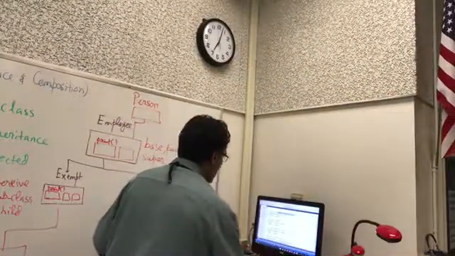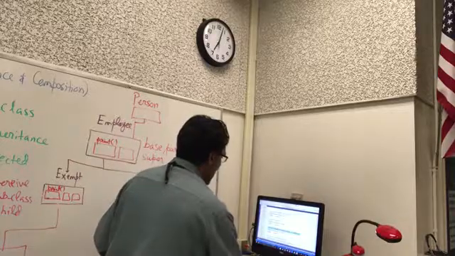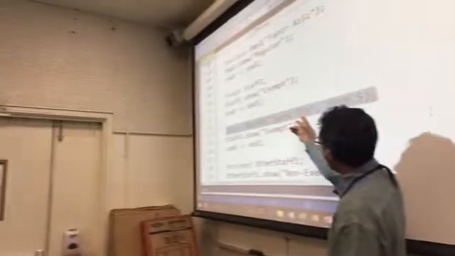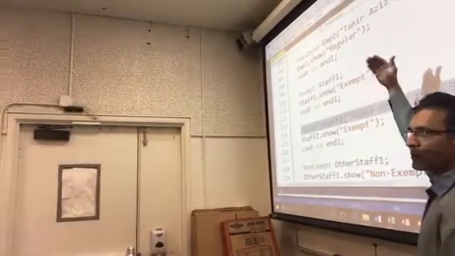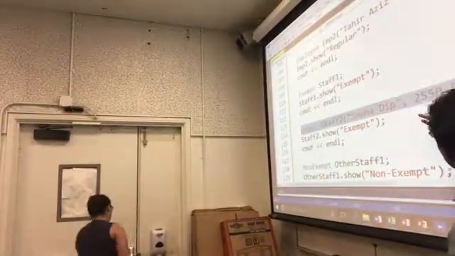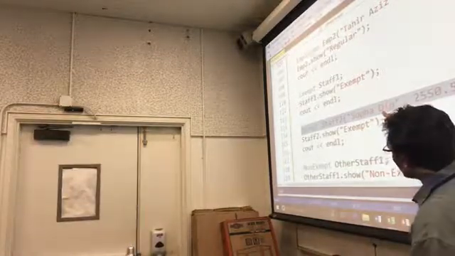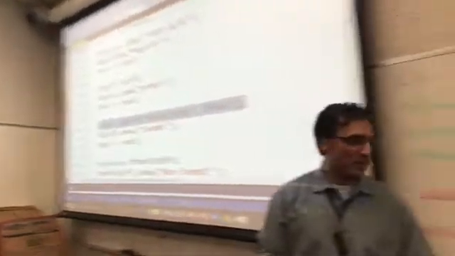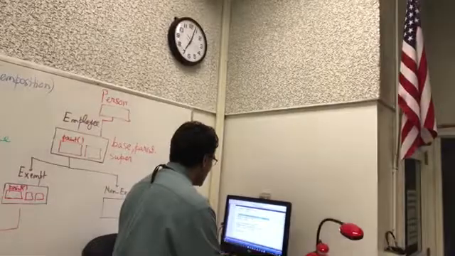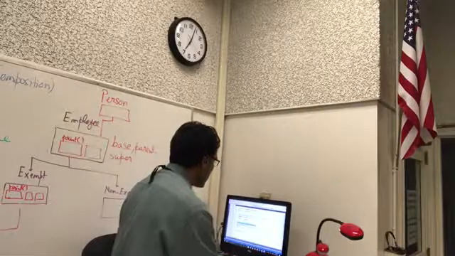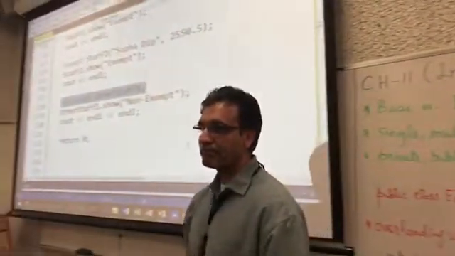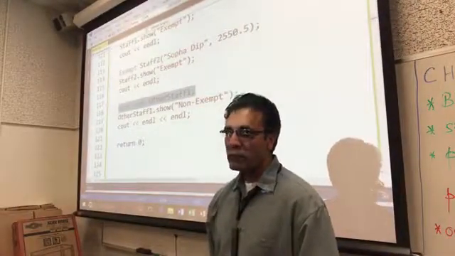And then I do something similar. My staff two is also an exempt, but this time I'm passing two arguments. One for the name, which will be sent to the main class or parent class. One will be the salary. And I'm just checking again what happens when I call the show method, just to verify it. Then I create non-exempt employee. Non-exempt employee does not have any argument in this case, and I call the show method. Really simple stuff. Okay? Really simple stuff.